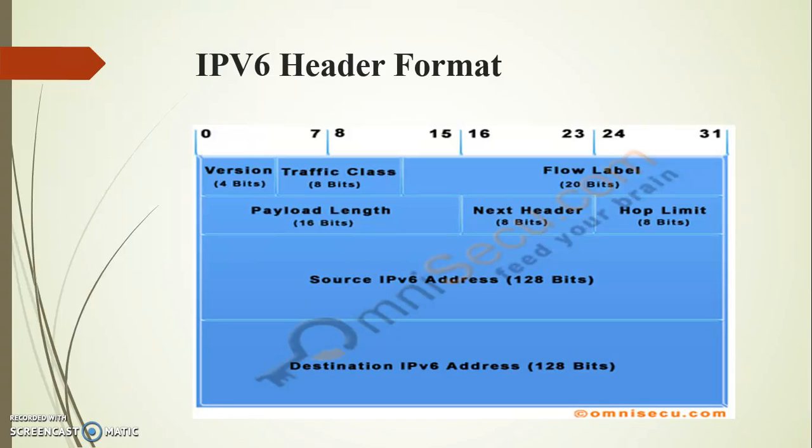Then let's study the IPv6 header format in detail. The IPv6 header format consists of 128 bits. It has 8 fields. Here you can see the version field is 4 bits. Then traffic class, 8 bits. Flow label is 20 bits. Then payload length, which is 16 bits. Next header is 8 bits. Hop limit, 8 bits. Source IP address, 128 bits. Destination IP address, 128 bits.